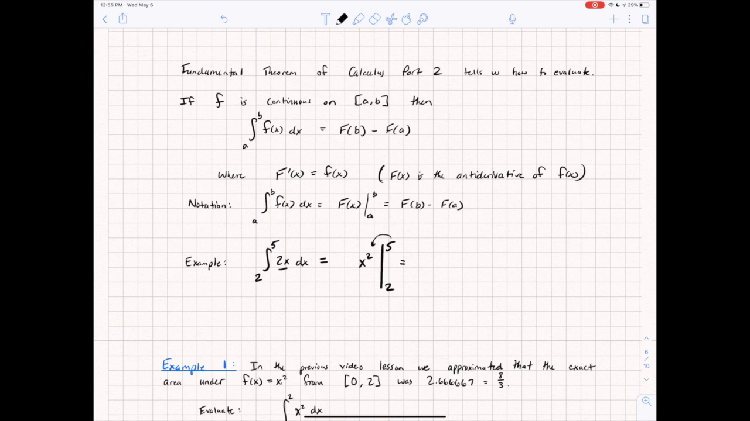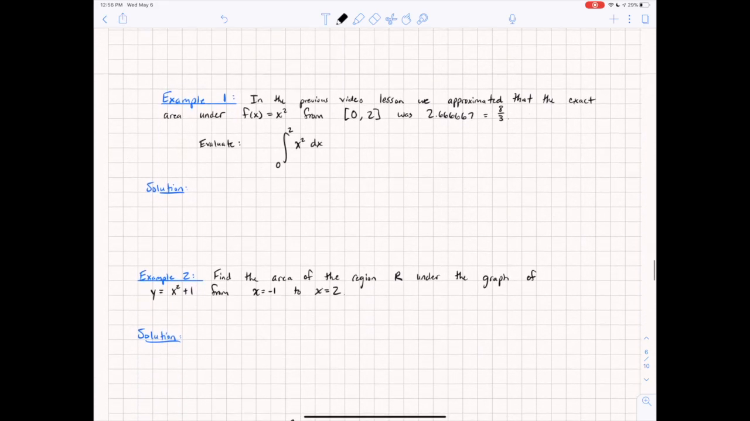I'm going to plug 5 in, so I'll have 5 squared minus, and then plug 2 in. And so I get 25 minus 4, or 21, which is the same answer that we got before, even the same step when we get to this part right here. All right, so to show you this again, let's take a look at example 1 and example 2.